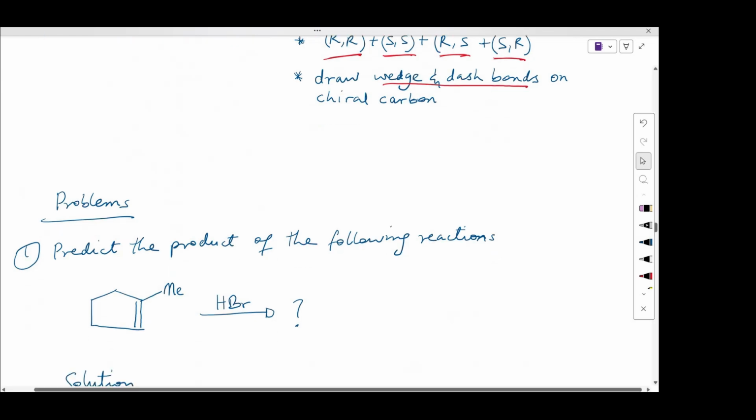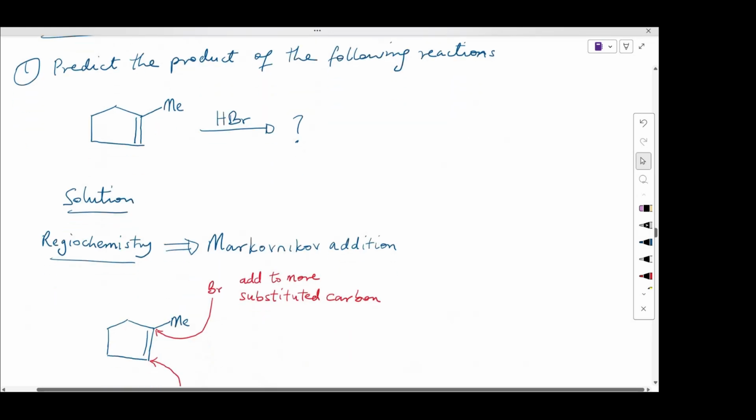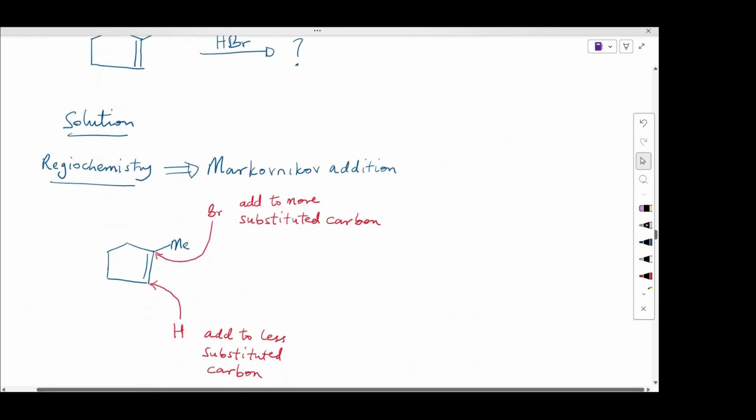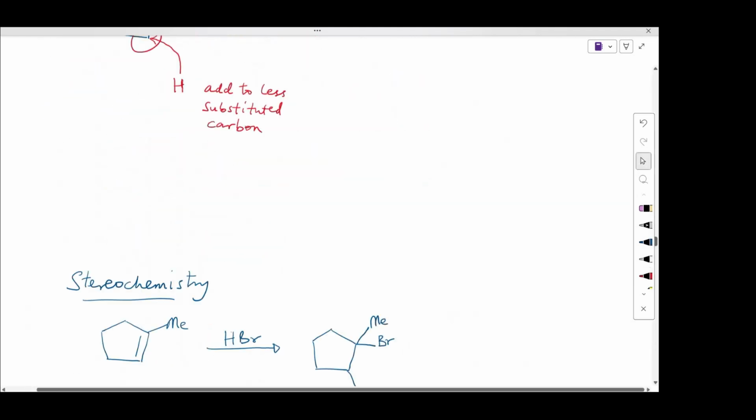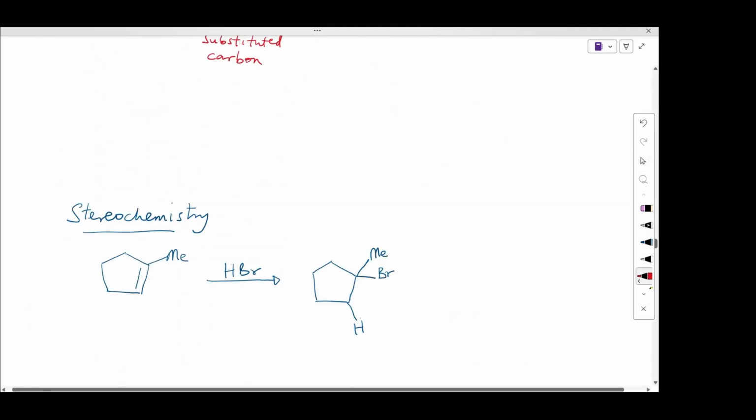To solve this problem, the first thing we need to consider is regiochemistry. So this reaction follows Markovnikov addition rule. This means that the hydrogen will be attached to the less substituted carbon, and the bromine will be attached to the more substituted carbon. If we do that, then we're going to have this product in which the hydrogen and the bromine are now attached to the respective less substituted and more substituted carbons.